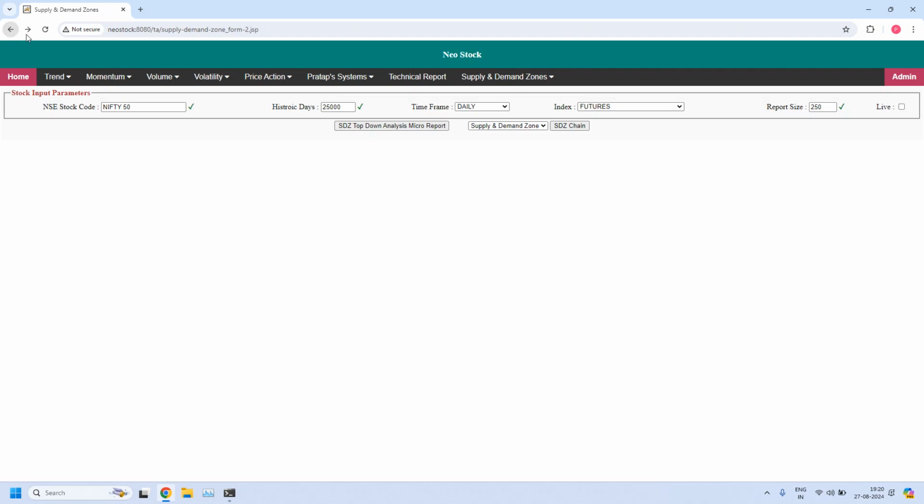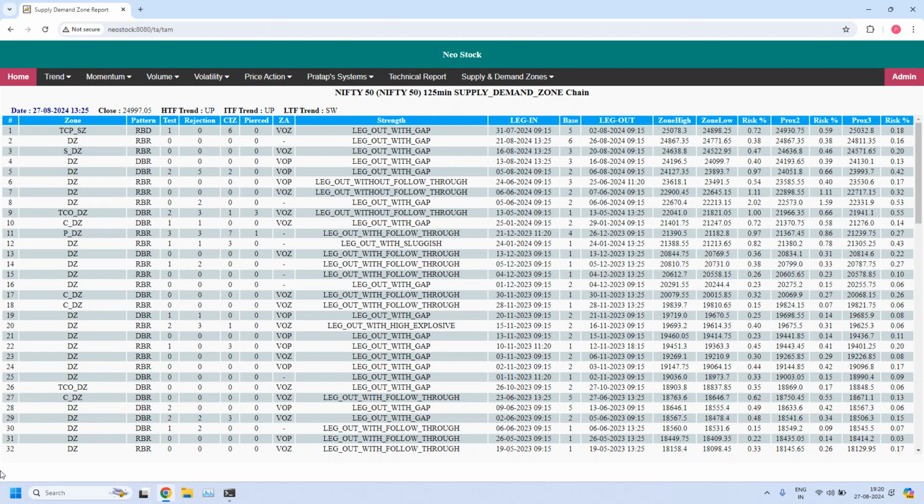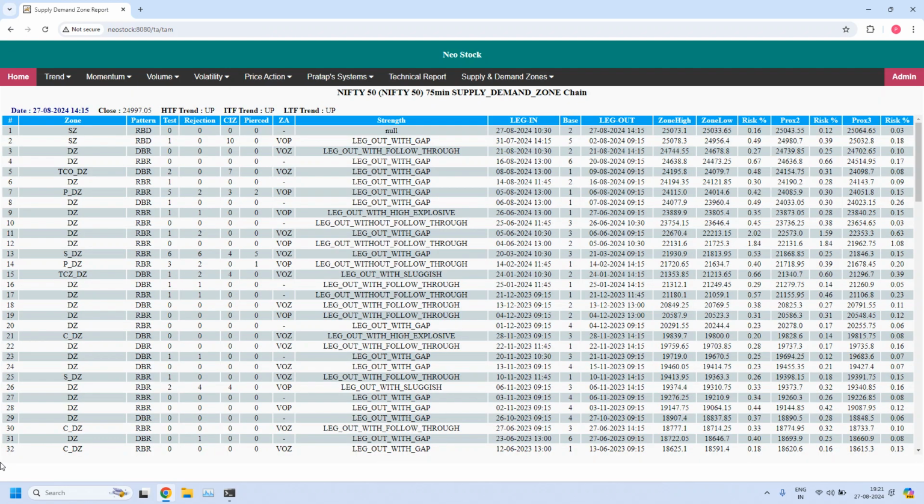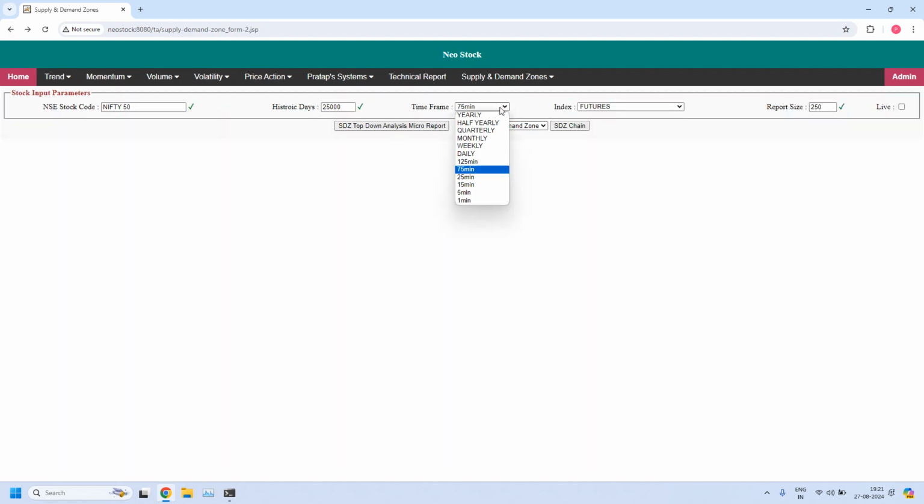Next time frame is 125 minutes, generating 125 minutes supply demand zone chain for Nifty. The next time frame is 75 minutes. I am generating 75 minutes supply demand zone chain for Nifty. The next time frame is 25 minutes, generating 25 minutes supply demand zone chain for Nifty.